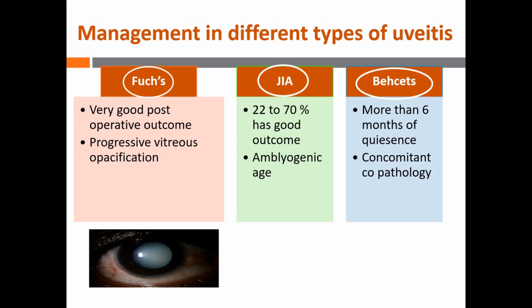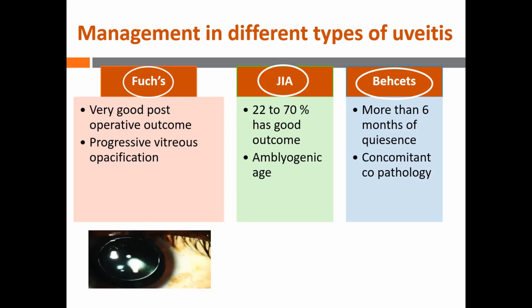For example, we'll start with Fuchs uveitis. This is a disease where your post-operative outcome is usually very good. Even the 3 months of quiescence is not needed in these patients, and you can operate under steroid cover. The most common complication is progressive vitreous opacification. In a few patients, it may be so dense that you have to go for a PPV, pars plana vitrectomy. And usually in the post-operative period, you can get a crystal clear cornea and a well-placed IOL.